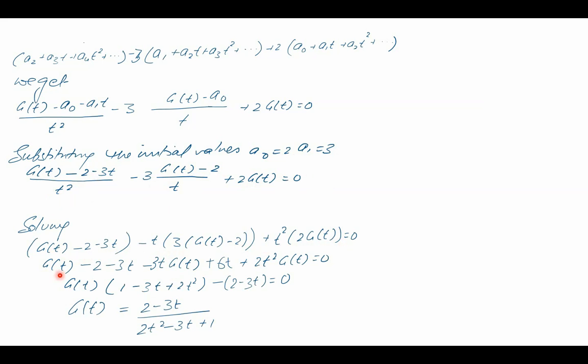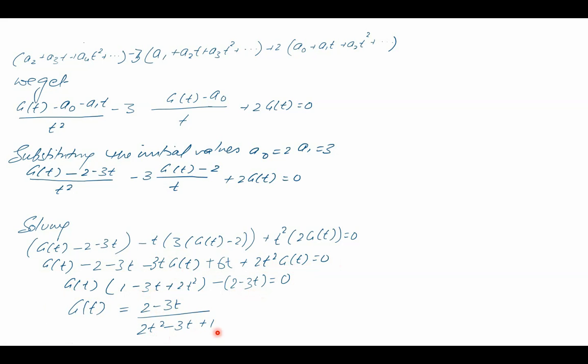Open it up, it becomes g of t minus 2 minus 3t minus 3t g of t plus 6t plus 2t square g of t is equal to 0. I take the terms which contain g of t on one side, it becomes 1 minus 3t plus 2t square, and the other terms are 2 minus 3t is equal to 0. So g of t becomes 2 minus 3t divided by 2t square minus 3t plus 1. Now this is the expression.